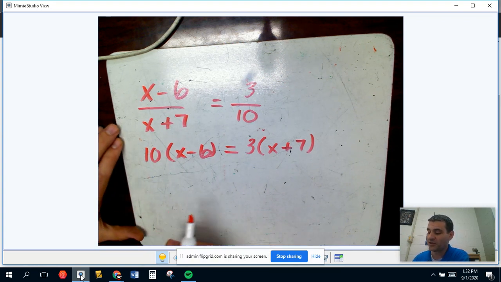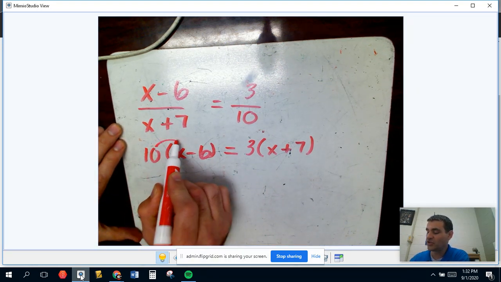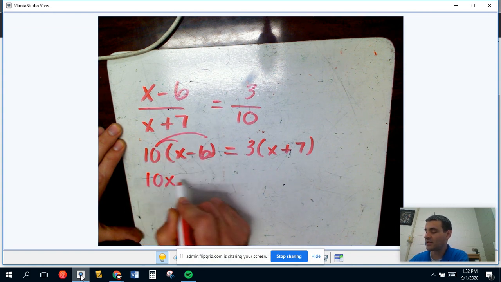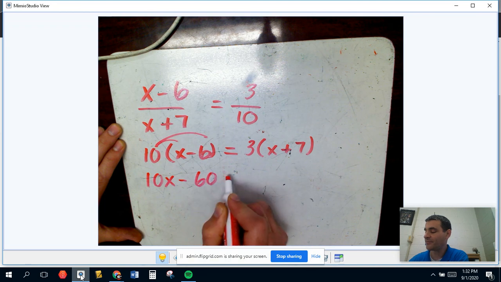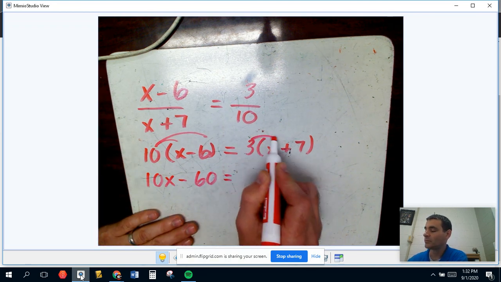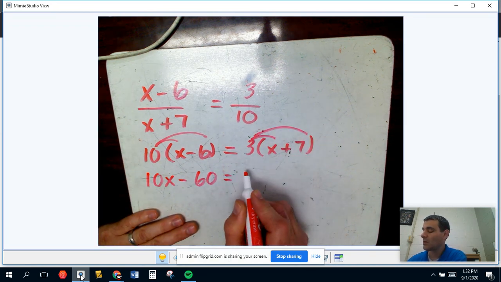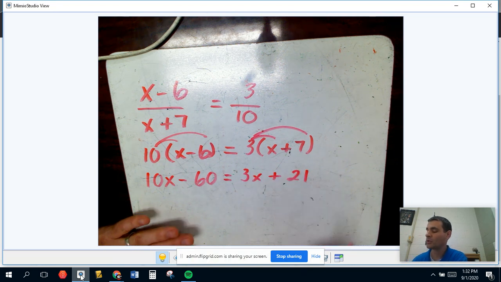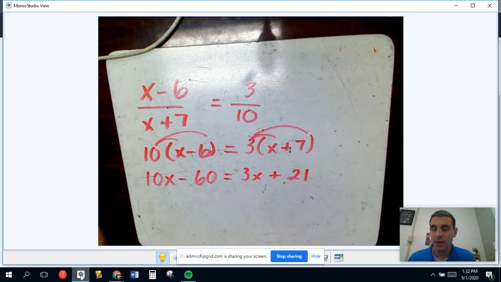Okay, so from here it's pretty simple. Just going to distribute. So 10x minus 60 is equal to 3x plus 21. Of course, when you distribute, you're going to multiply everything in the parentheses by the number outside the parentheses.